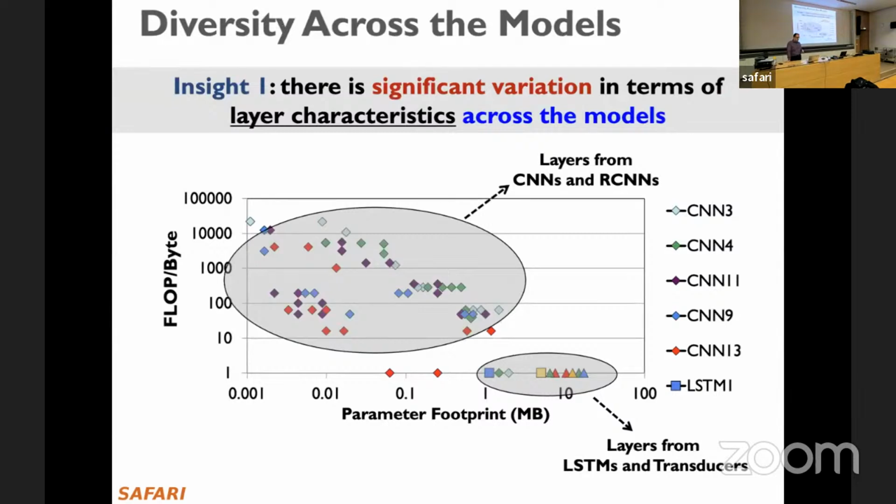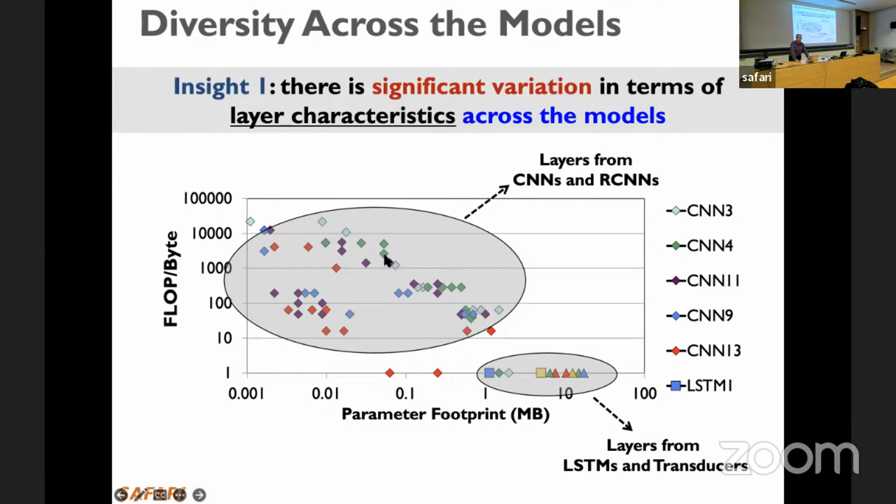What we showed in this work is that we have significant variation in terms of layer characteristics across different models. We studied the different models, and this graph shows flop per byte and parameter footprint. Flop per byte shows the arithmetic intensity of your application. When you have higher flop per byte, your application is more compute intensive. And when you have a smaller parameter footprint, you don't read much data. So when the layers are in this area, you don't read much data, and you're doing a lot of computation on them.